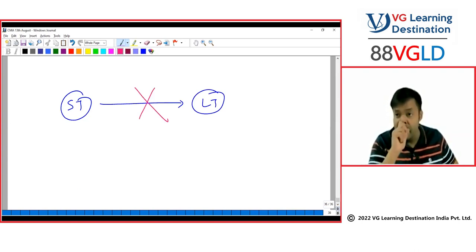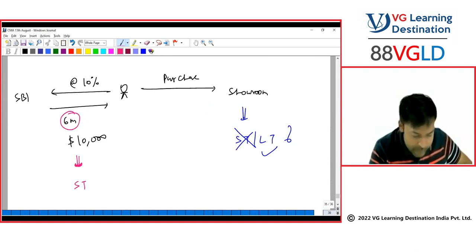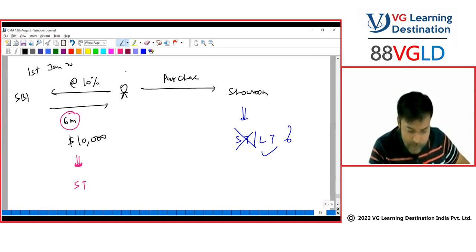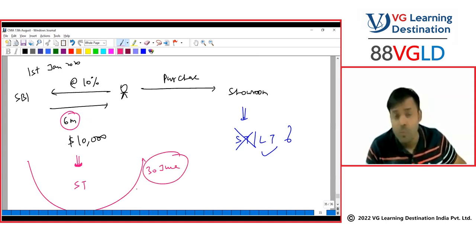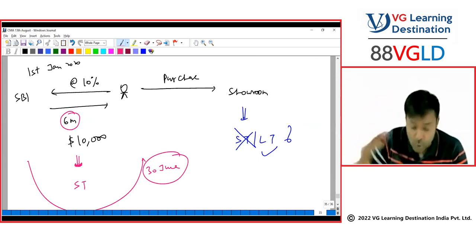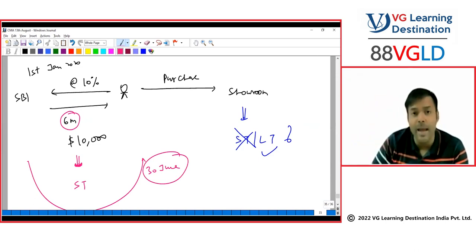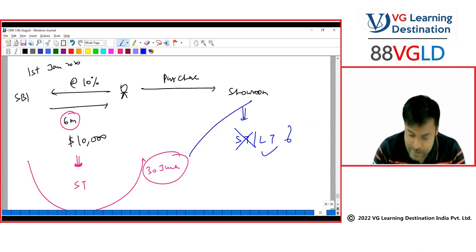Why? What is the problem in that case? Because SBI is going to come after 6 months. You have taken the loan on 1st of January 2020. SBI will come to you on 30th June and say, give me my money. But do you have the money right now? No, because you have already parked everything in the long term. You have purchased the showroom. In that case, you will have a financial crunch, and you will have no choice but to sell the showroom.